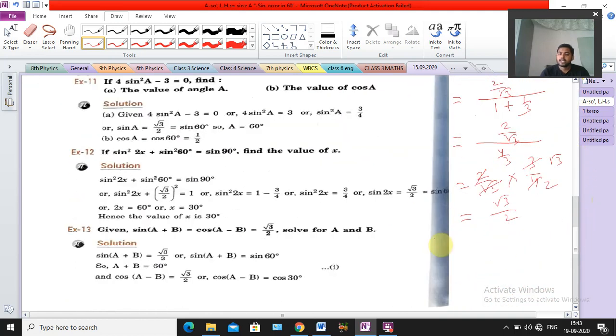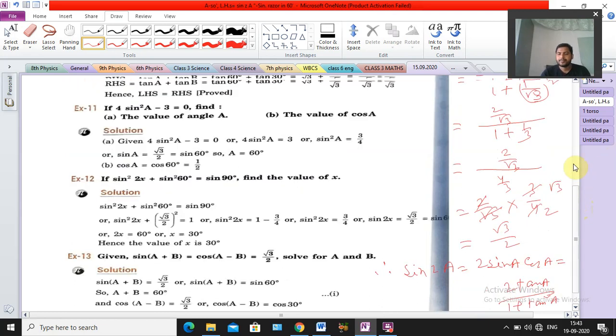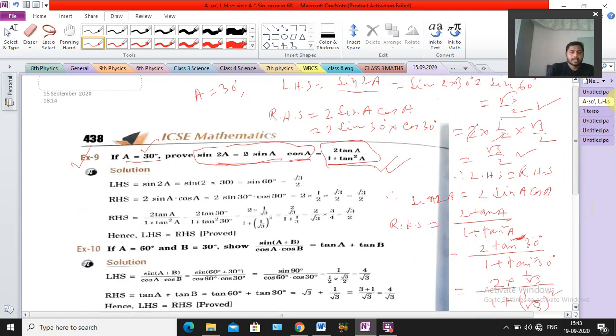So that means we can say, therefore, sin 2A equals 2 sin A cos A equals 2 tan A by 1 plus tan square A. Clear? Here it is proved. Understood? I hope everyone is clear. Okay, next, see. Example 9 is complete. Next, question number 10.